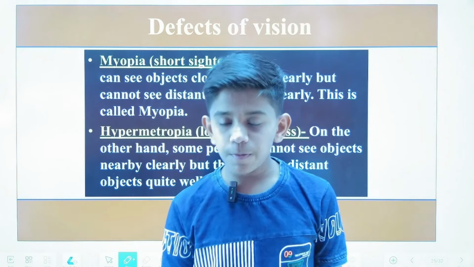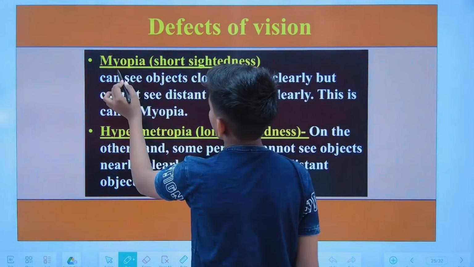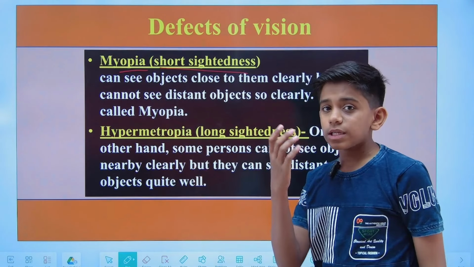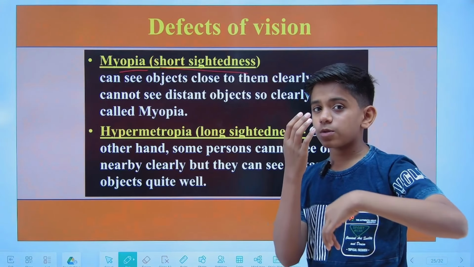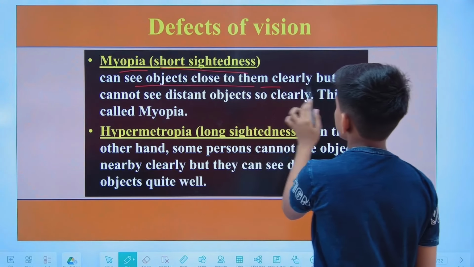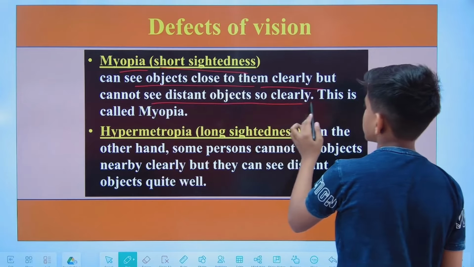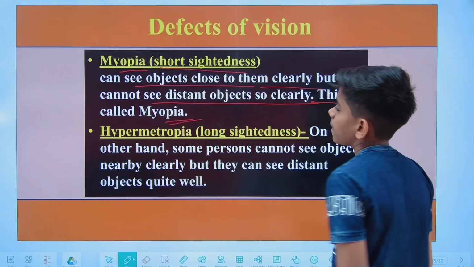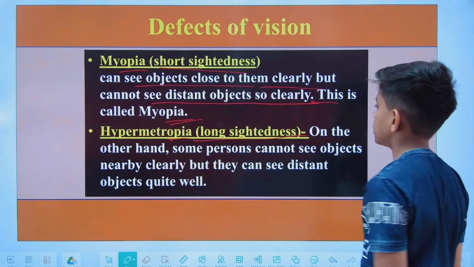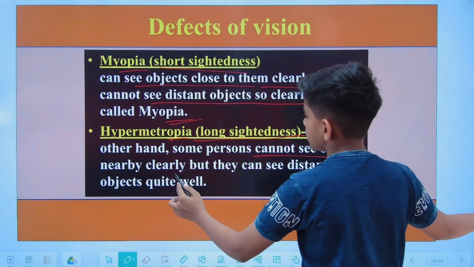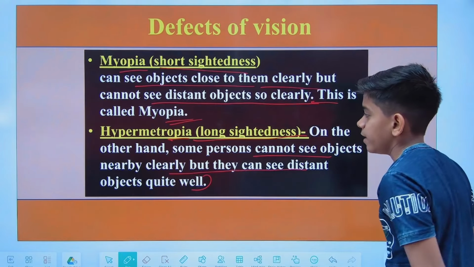Defects of vision. Now why can some people not see? Myopia, short-sightedness. Some people cannot see distant objects clearly, but can see the objects close to them clearly. This is called myopia. Hypermetropia, that is long-sightedness. On the other hand, some persons cannot see nearby objects clearly, but they can distinguish distant objects quite well.